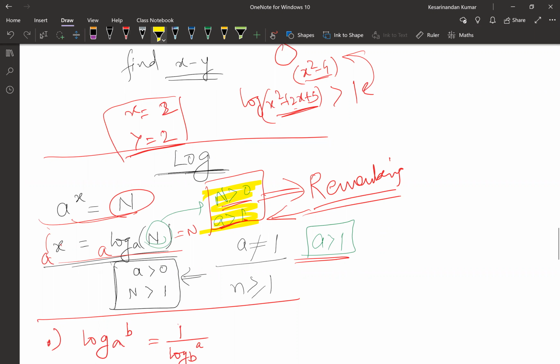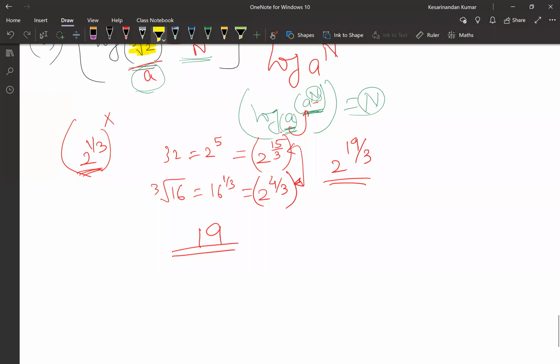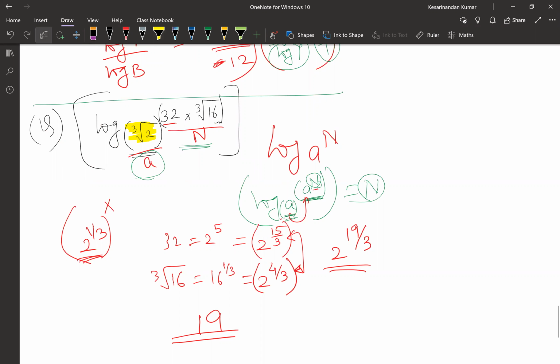Anybody any doubt further? We'll wrap up for the day then. So now a small advanced part of your graphs and functions is remaining. That won't take more than half an hour, and we have permutations, combinations, and probability.